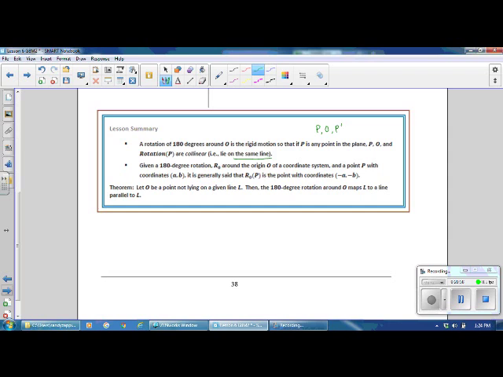Given a 180-degree rotation about the origin in the coordinate system and a point P with coordinates A, B, it is generally said that the rotation around the origin of point P is the point with the coordinates the opposite of A and the opposite of B. Let O be a point not lying on a given line, then a 180-degree rotation around O maps L to a line parallel to L.